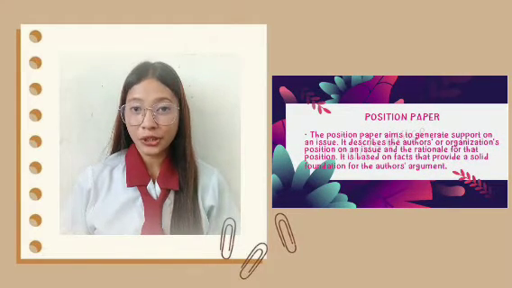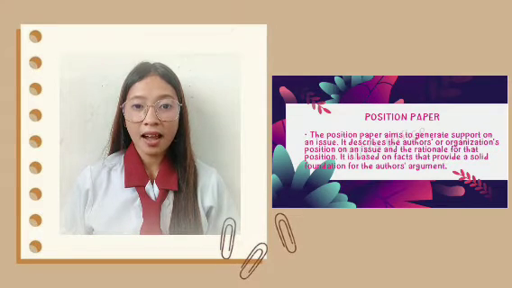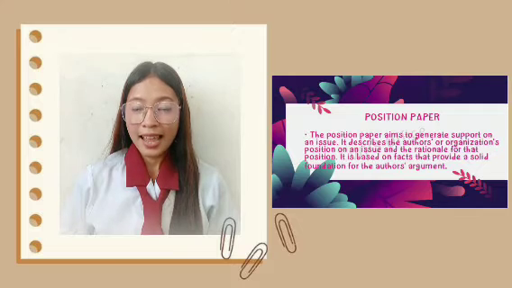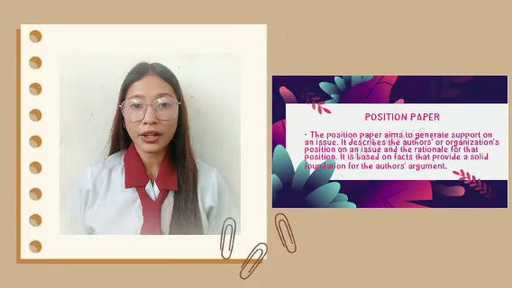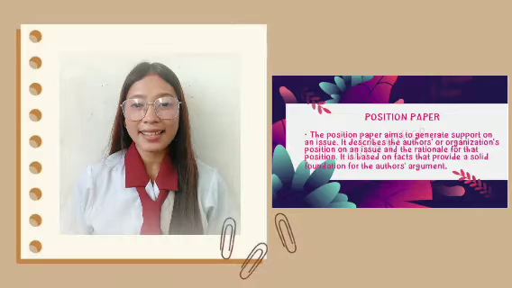Position paper. The position paper aims to generate support on an issue. It describes the author's or organization's position on an issue and the rationale for the position. It is based on facts that provide a solid foundation for the author's argument. In addition, a position paper presents an arguable opinion about an issue. The goal of a position paper is to convince the audience that your opinion is valid and worth listening to. Ideas that you are considering need to be carefully examined in choosing a topic, developing your argument, and organizing your paper.